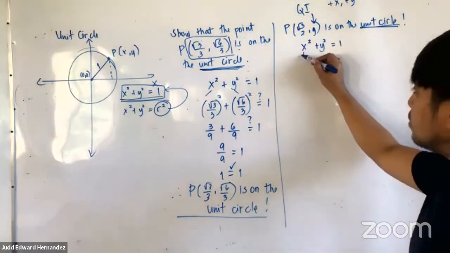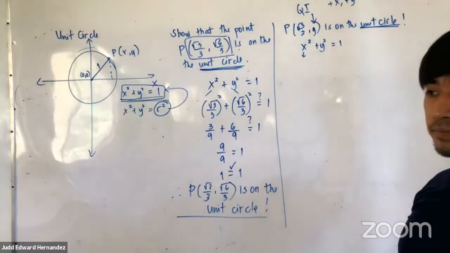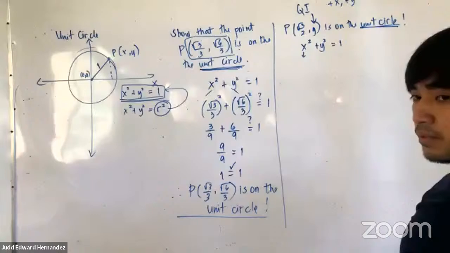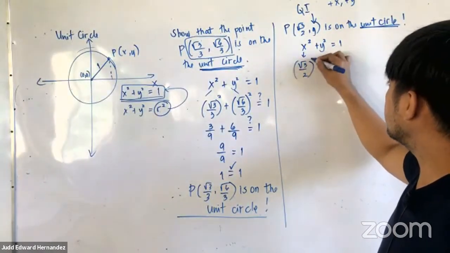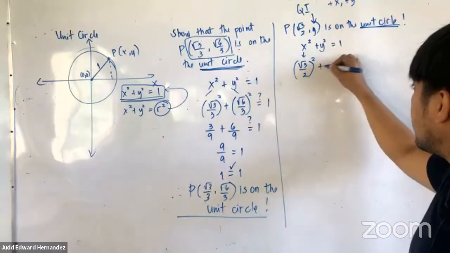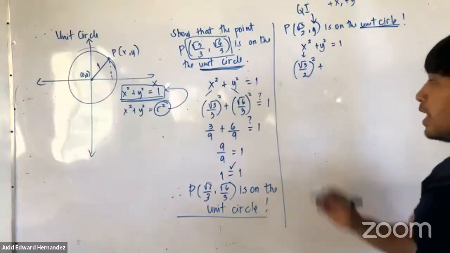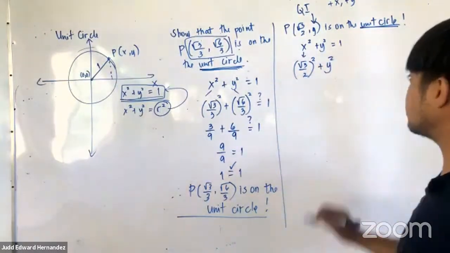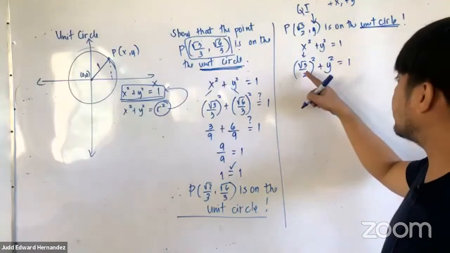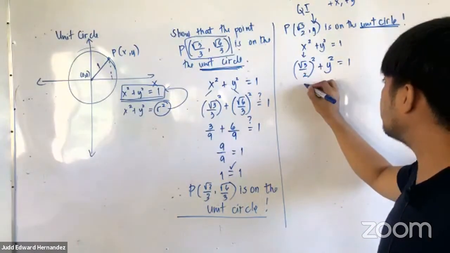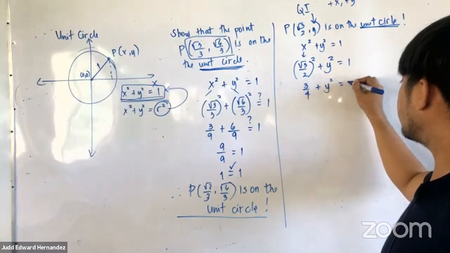Do we have the value of x? Yes, and that is square root of 3 over 2. And we need to square that, plus... Do we have the value of y? Wala pa. And then retain that as y squared is equal to 1. Okay, simplify. This becomes square root of 3 over 2 squared. We'll be having 3 over 4 plus y squared is equal to 1.